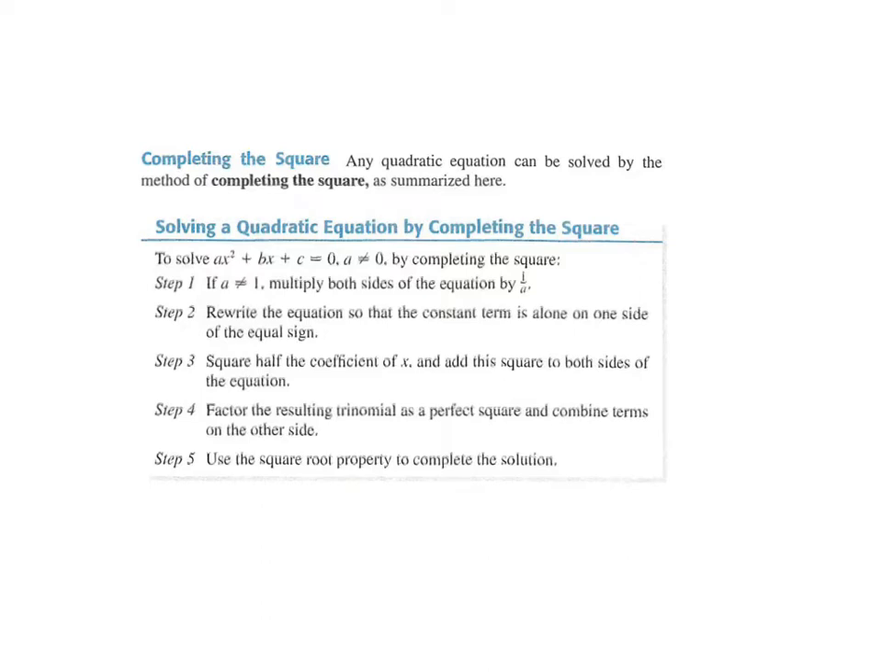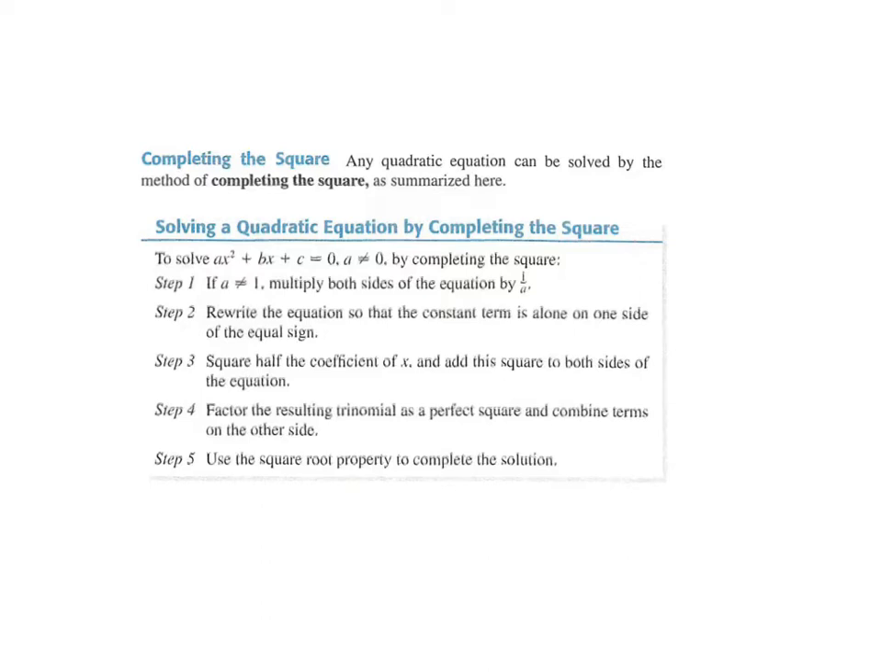When we solve the quadratic equation using completing the square, we need to first check to see if the number in front of x squared is a 1. If it is, then we proceed to step 2. Step 2 is where we move the constant so that it's all by itself on one side of the equal sign. Then step 3 is to take the b term, or the number in front of x, divide it by 2 and square it.